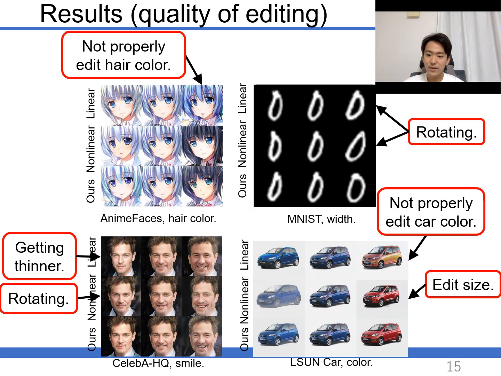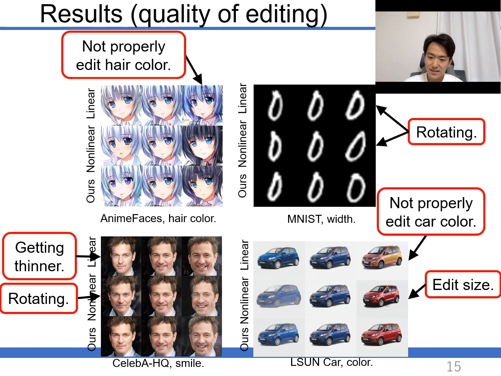Next, we evaluate the quality of image editing. For semantic image editing, it is desirable to edit only the target attribute. The upper left images are the result of editing hair color of anime faces. The middle images are the original ones, and they become lighter when we see left images and darker when we see right images. Linear methods don't sufficiently edit the hair color. The upper right images are the result of editing width of digit 0. Linear and nonlinear methods additionally rotate the digit as well as changing its width.